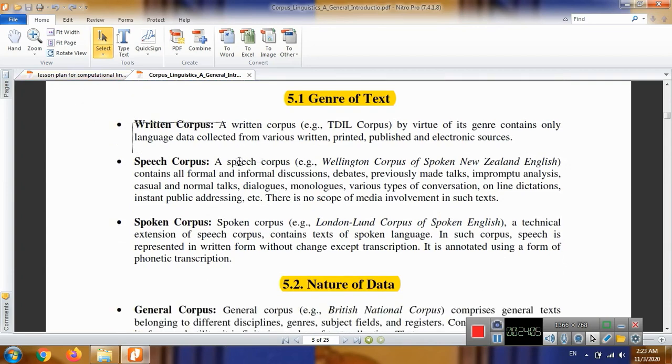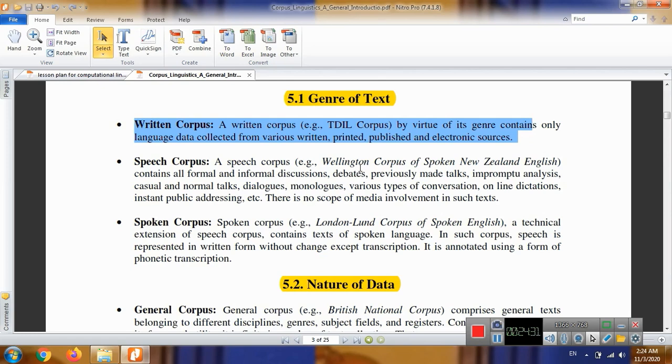For the genre of text, we have some pairs, which are written corpus, speech corpus, and spoken corpus. About the written corpus, a written corpus like TDIL corpus, by virtue of its genre, contains only language data collected from various written, printed, published, and electronic sources.